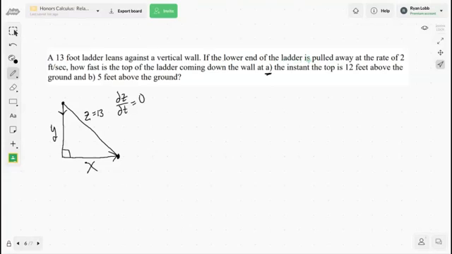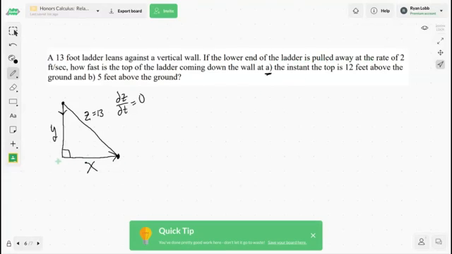The lower end of the ladder is pulled away at 2 feet per second. So that's this quantity changing. So I have dx/dt is equal to 2 feet per second. And I'm asked to find how fast the top of the ladder is moving down the wall. So what I want to know is dy/dt equals question mark. That's what I'm after. And keep in mind, this is going down the wall. So what do we know? That this quantity, dy/dt, is going to be less than 0.